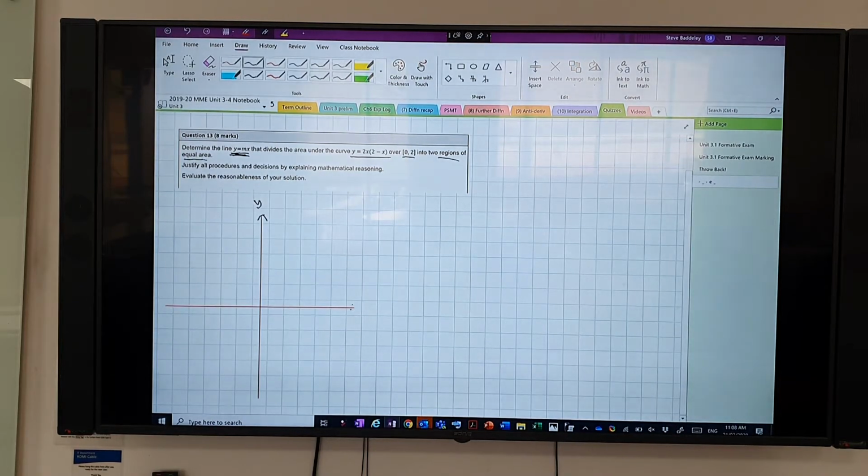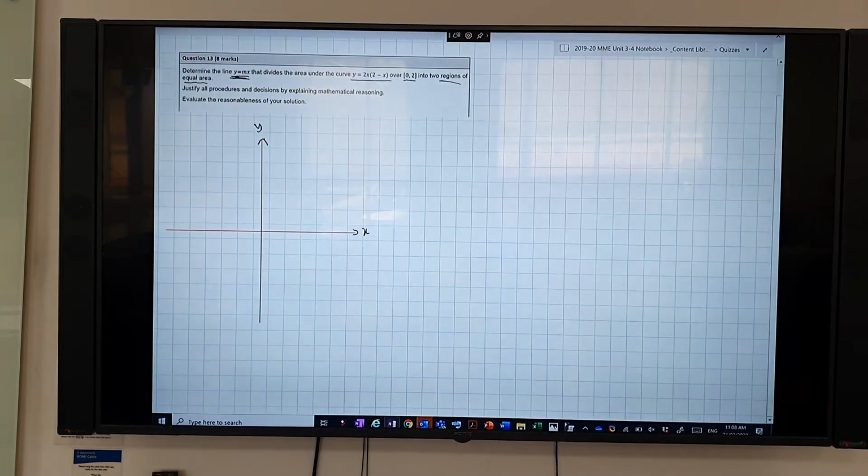It will get you marks as well. Don't bother thinking about how many marks you'll get from it, just do it. So what we get is, we've got a line, y equals mx, and it divides the area into the curve. So first thing, let's actually have a look at this curve. So it's y equals 2x(2 minus x), and it's over [0, 2].